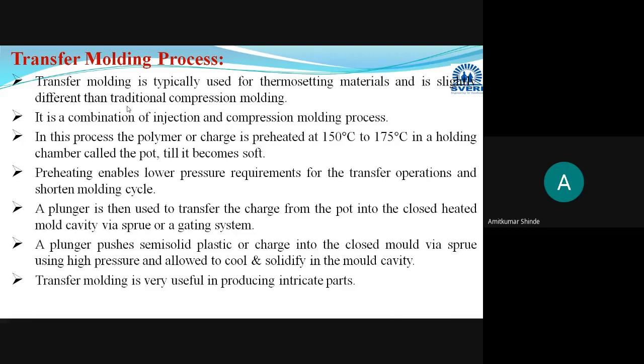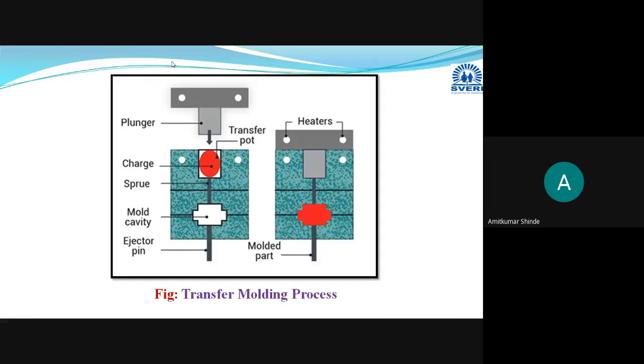Now I will explain it with the help of this basic working principle diagram. First I will explain the process, and after this we will go to the mold design. This diagram consists of, first I will explain the constructional details. Here you can see this is the plunger, and this is the transfer pot, also known as the shooting cylinder.